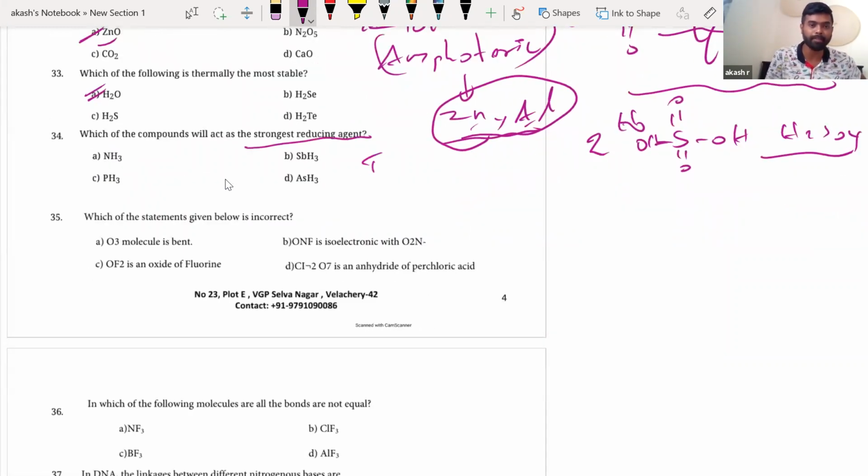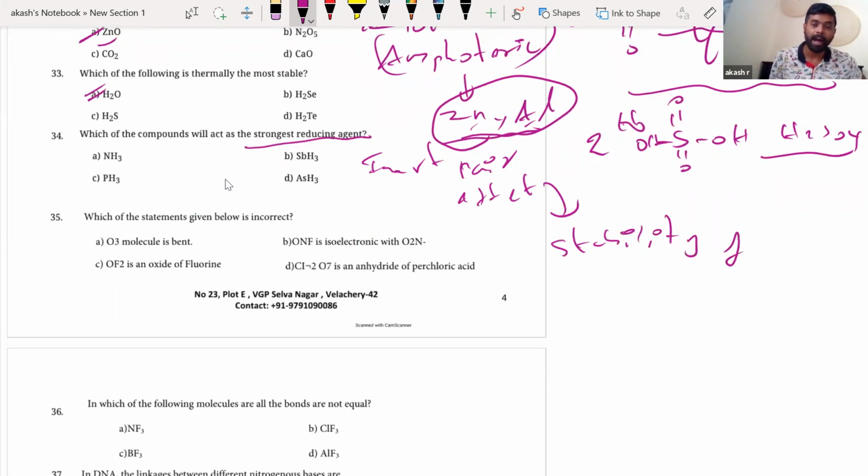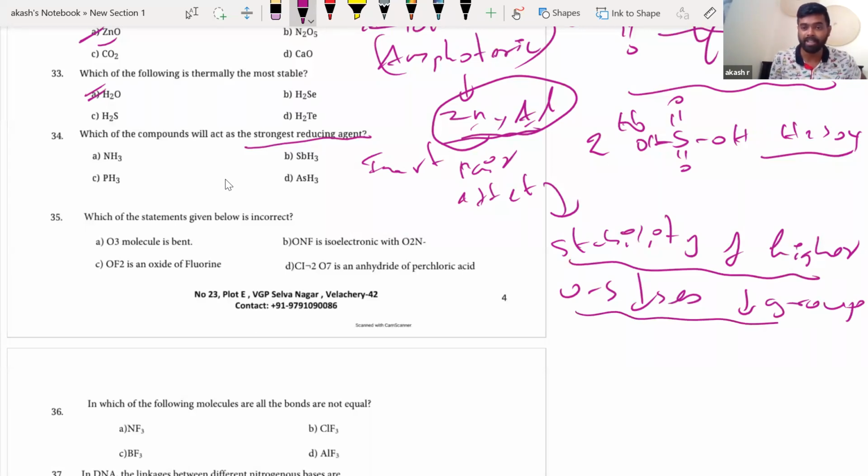Now this is coming from the inert pair effect. What is the inert pair effect? Stability of higher oxidation state decreases down the group. Now you see that all of them are in +3 oxidation state, that is the lower oxidation state, and the stability of the lower oxidation state increases.